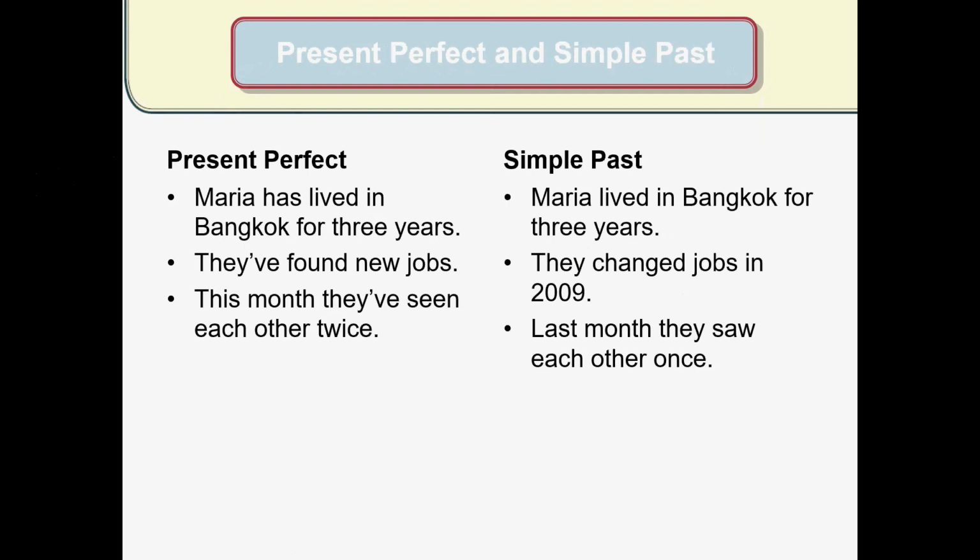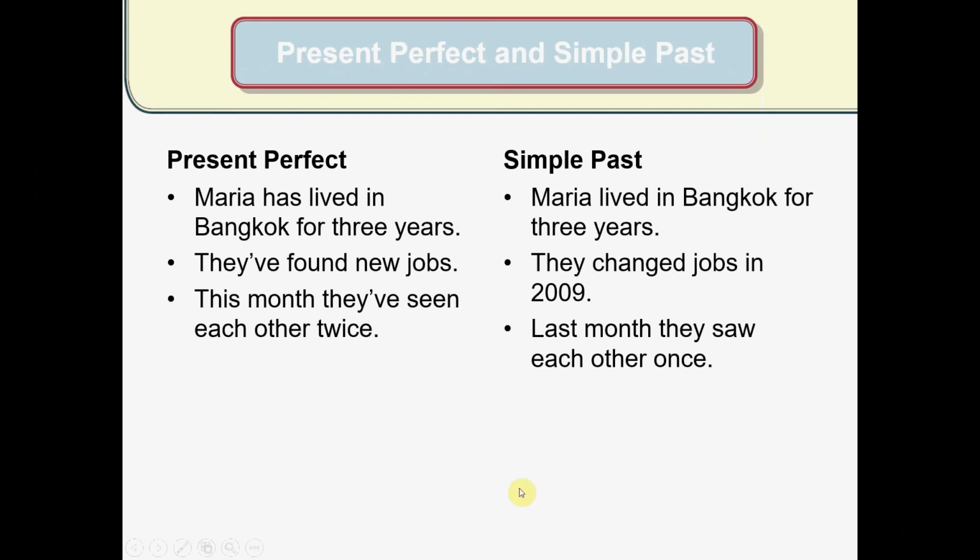Now, which example between these two sentences describes something that continues up to the present? Maria has lived in Bangkok for 3 years. What tense does it use? If you said the present perfect, you're correct. Okay, and my last question is, from which example do we learn where Maria lives now? Obviously, it's the one that uses the present perfect.